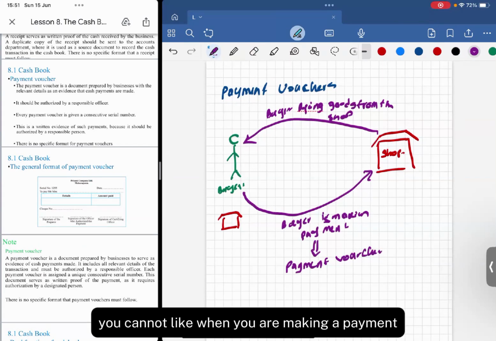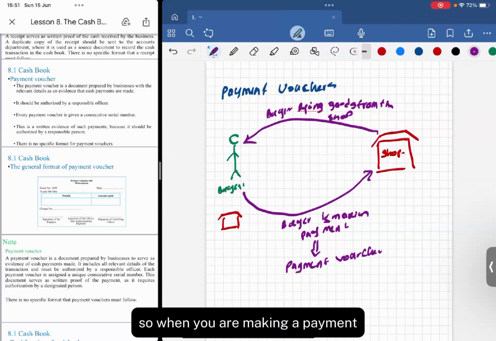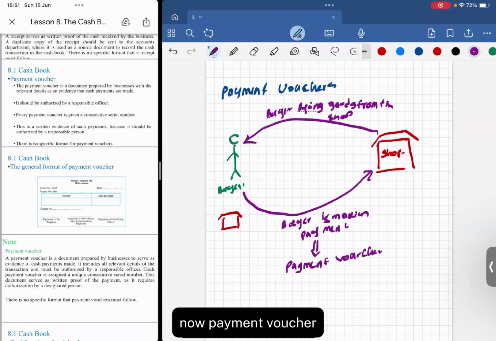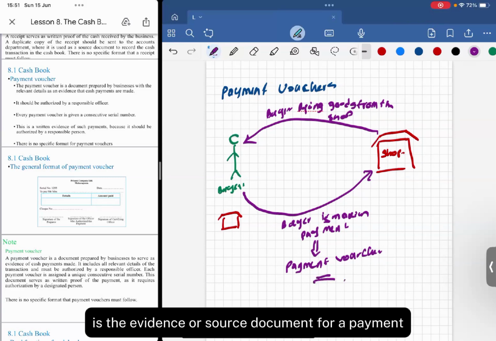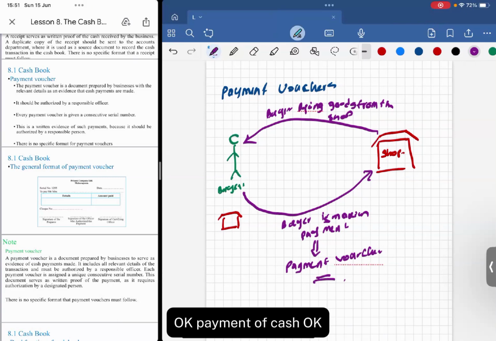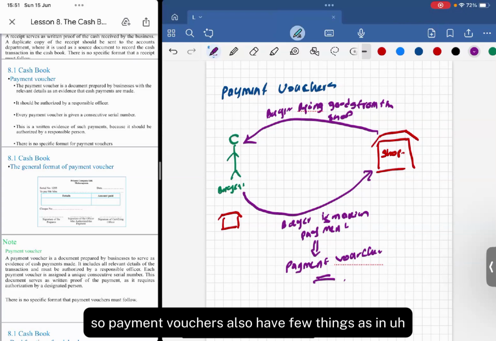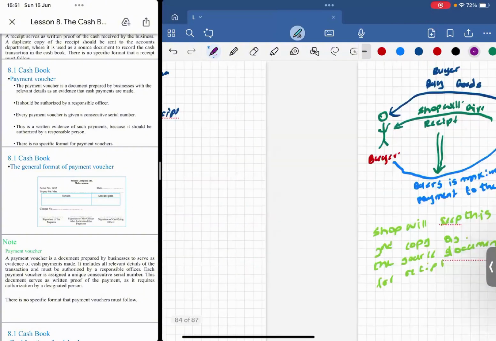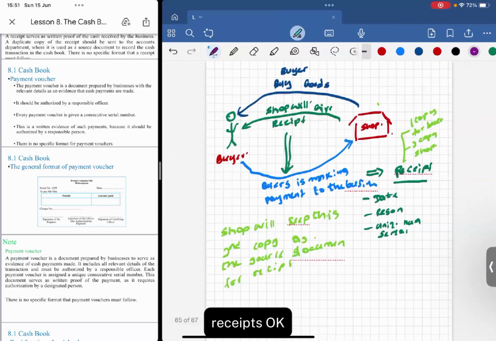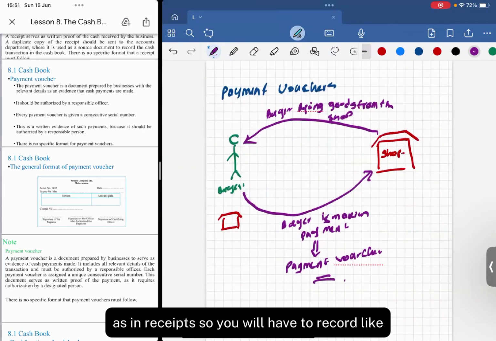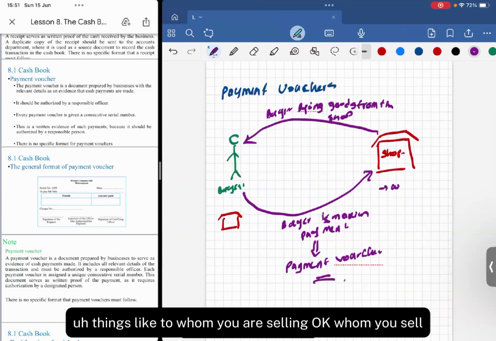When you're making a payment, you have to be responsible. So when you're making a payment, your business will issue a payment voucher. Now, a payment voucher is the evidence or source document for a payment of cash. Okay, payment vouchers also have similar things as receipts. So you will have to record things like to whom you are selling.